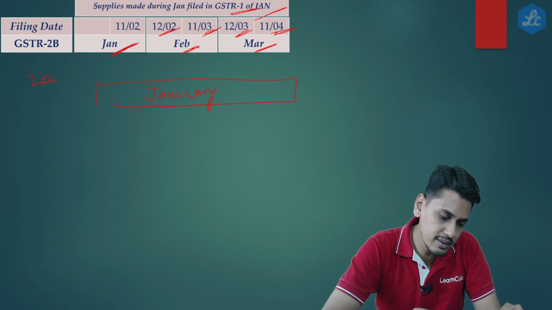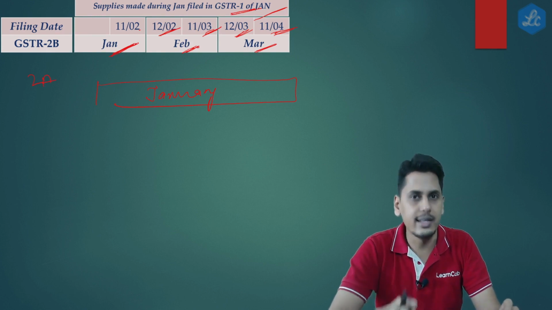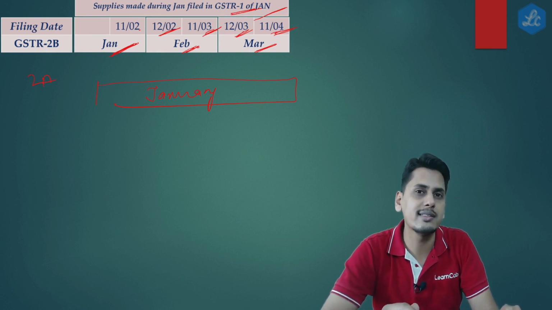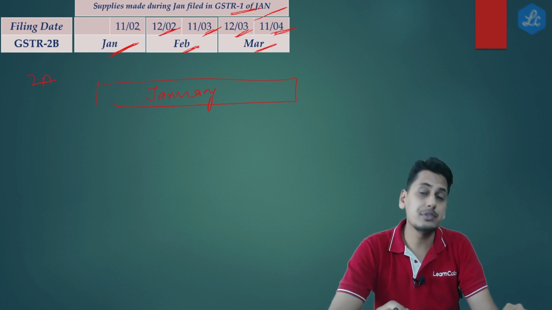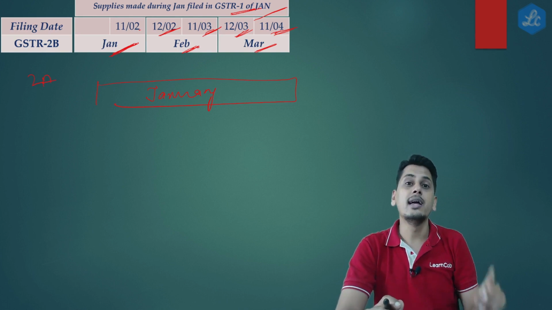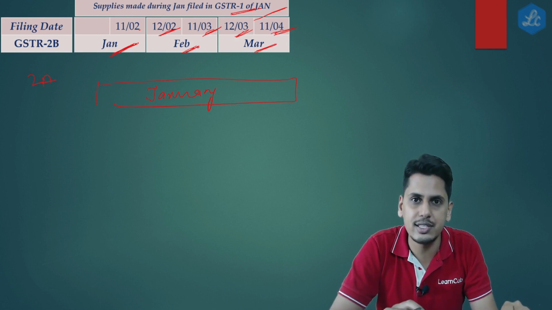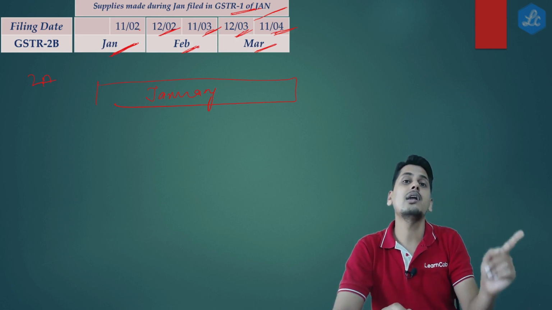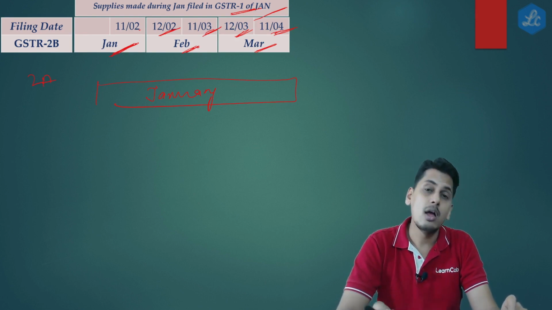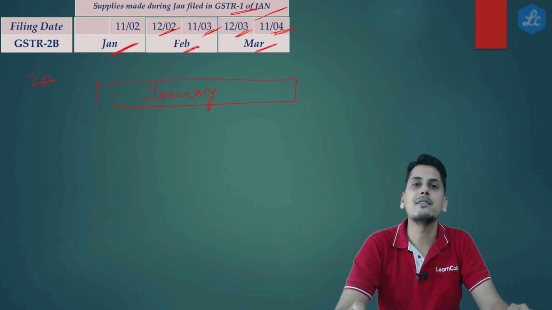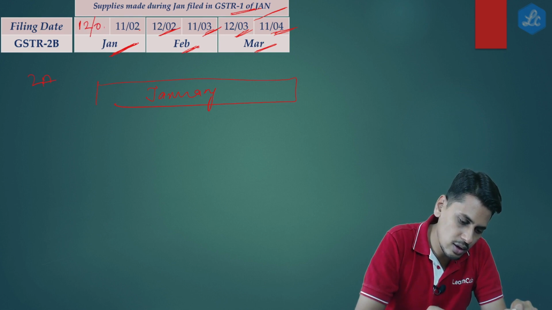Friends, what is the month preceding to Jan month? The month preceding to January month is December. For December, what is the due date? 11th of January. For December, the due date is 11th of January. So if it was filed by 11th of January, it would have gone into December month's GSTR2B. When would it come to January month's GSTR2B? When it is filed on or after 12th of January. If it is filed on or after 12th of January, it would come into January month's GSTR2B. So friends, the starting point would be 12th of January.